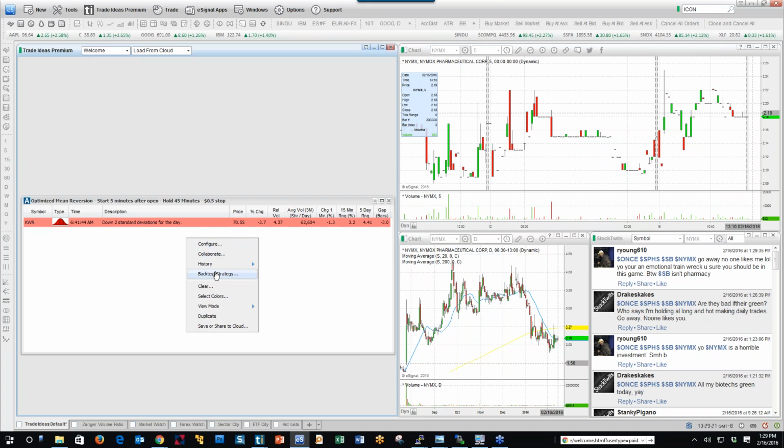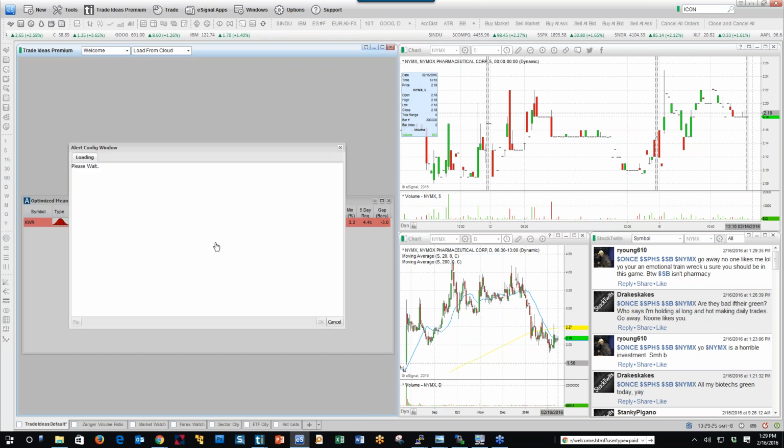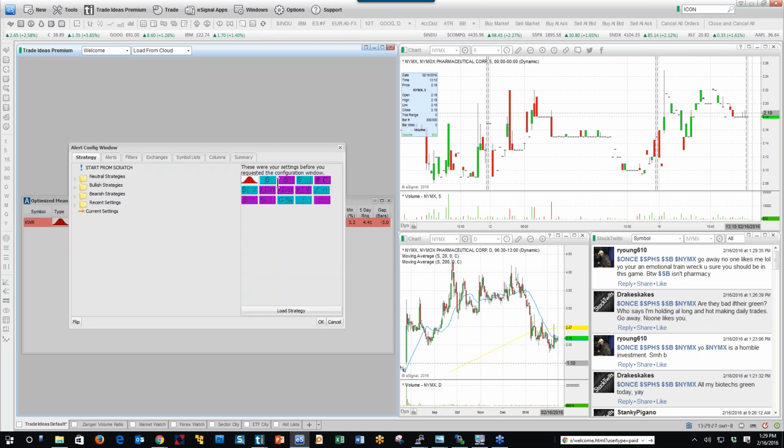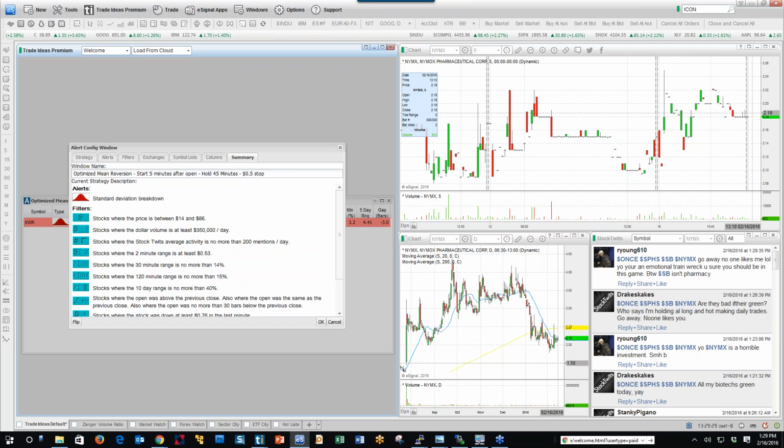So what I'm going to do is I'm going to right click in this window right here. And before I do that, let me just go into configure so you can see the setup that I have. If I go to the summary, it's probably easier. I'm using a standard deviation breakdown alert. That's just the trigger event that's going to send it to my window. But all these other filtered criteria need to be satisfied. So the stock needs to be within this certain price range, dollar volume, yada yada. So all these other criteria need to be satisfied.